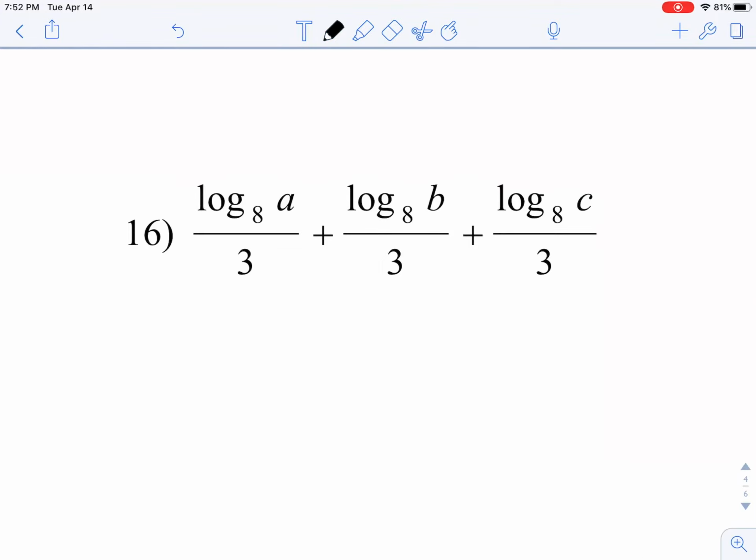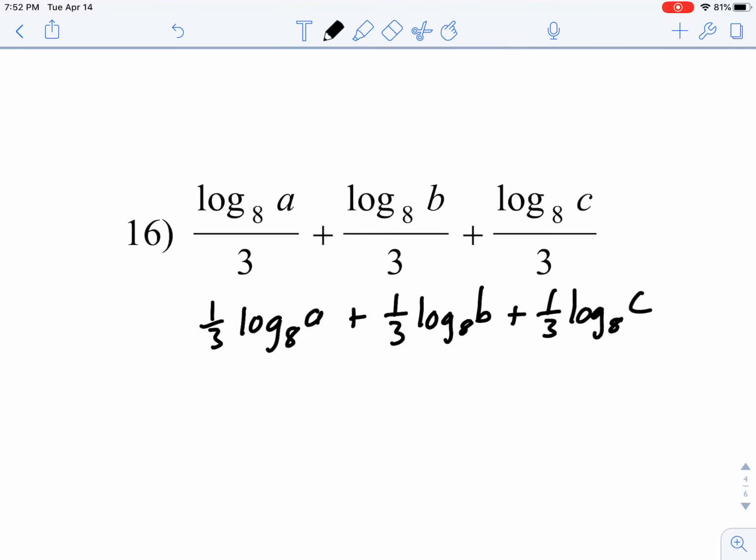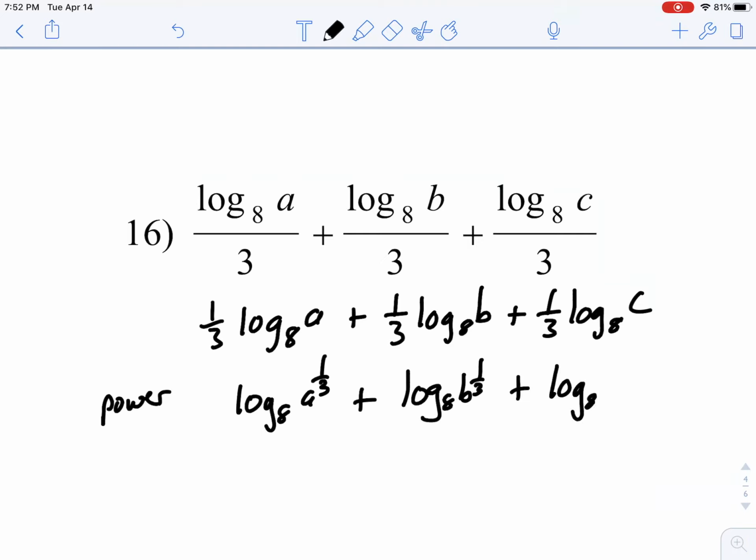Okay, so each one's divided by 3. That's the same thing as multiplying by 1/3. Now, each one of these coefficients, the 1/3, we can use the power rule to make all of those powers. So that's a to the 1/3, b to the 1/3, and c to the 1/3.